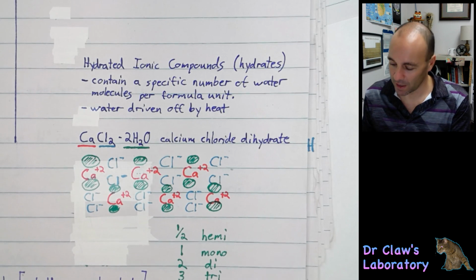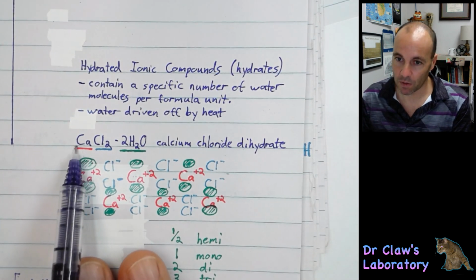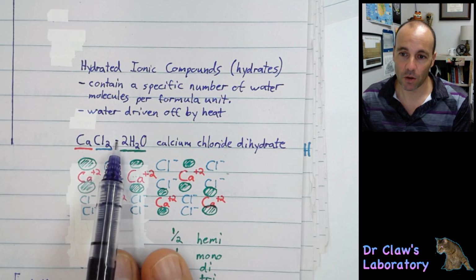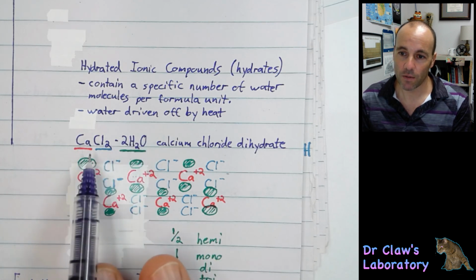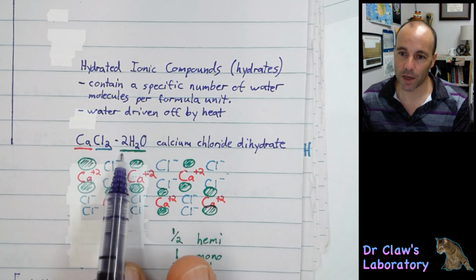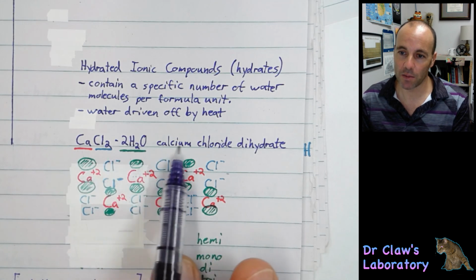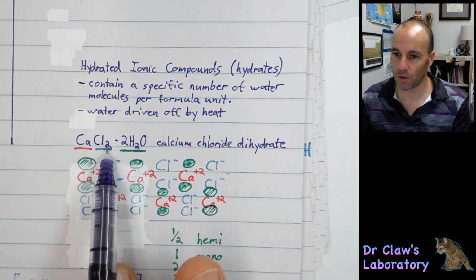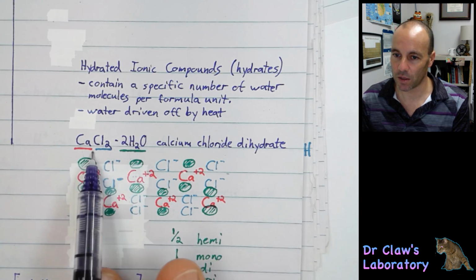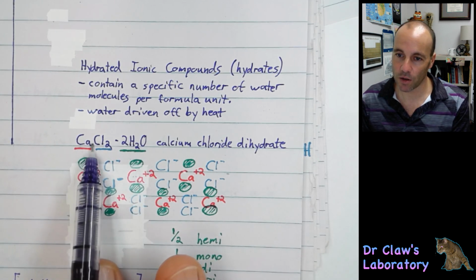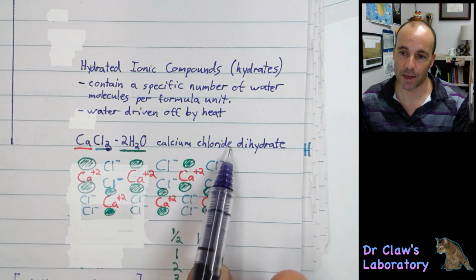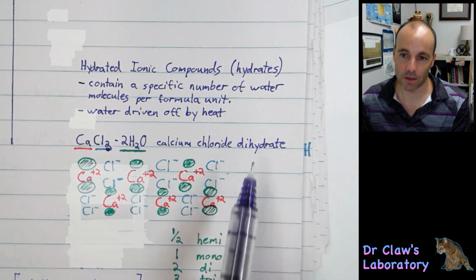So for instance, calcium chloride. Each formula unit has 2 waters attached, and so we call this calcium chloride dihydrate. That's how you name this. Calcium is a +2 charge. It balances the 2 minus chlorides, and there are 2 waters, so that's di, meaning 2 hydrates.